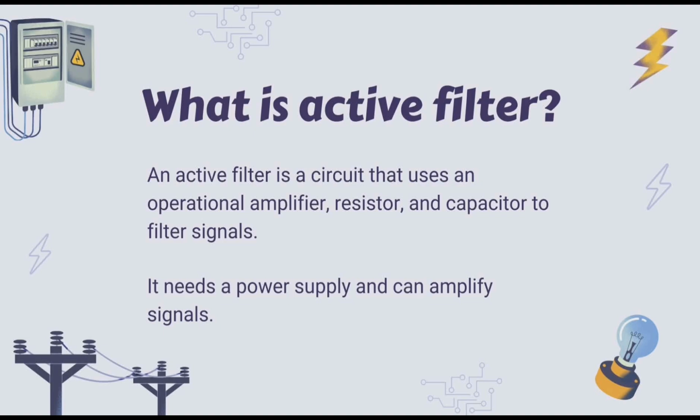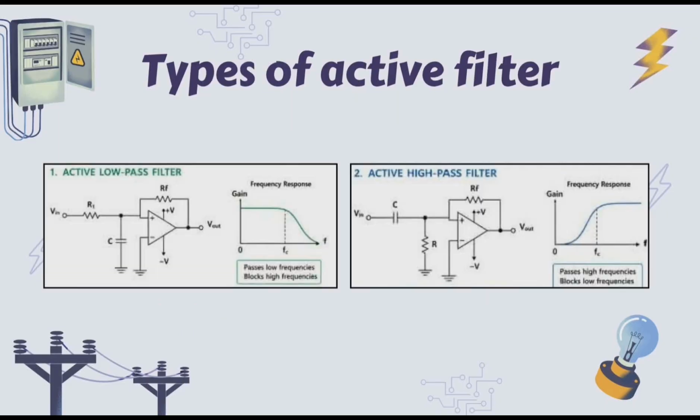Furthermore, active filters are a type of electronic filter that uses active components, including op-amps and transistors. They actually work with passive components as well, like resistors and capacitors, but not inductors. So compared to passive filters, their designs are complex and they tend to be more expensive. So we have here the types of active filter.